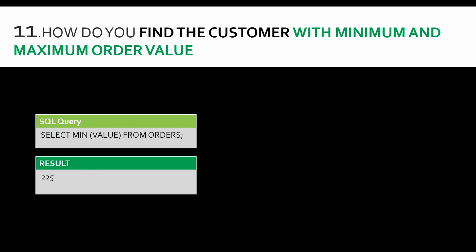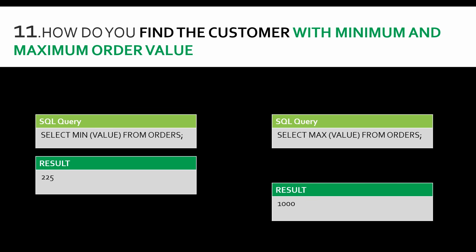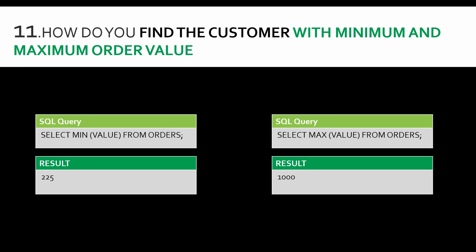Similarly, if you want to find out the maximum order value, then the syntax is similar. Select, instead of min, it will be max value, which is a field from the orders table, and the result would be 1000. If you've seen earlier, 1000 is the highest order value placed by a customer till now, and that's the reason 1000 would be returned. So again, these are all analysis queries, and they come in handy during the analysis phase.